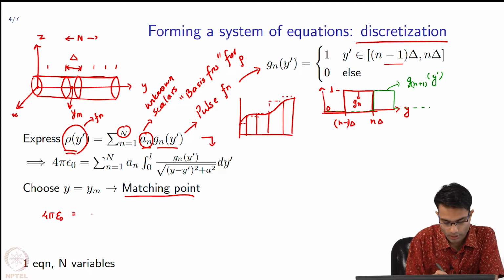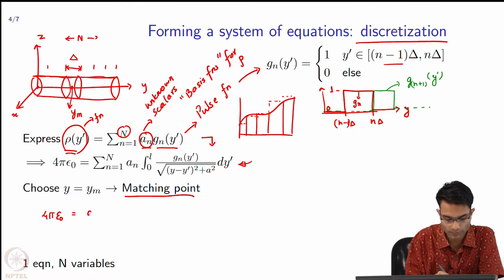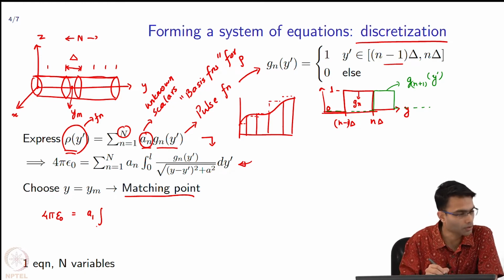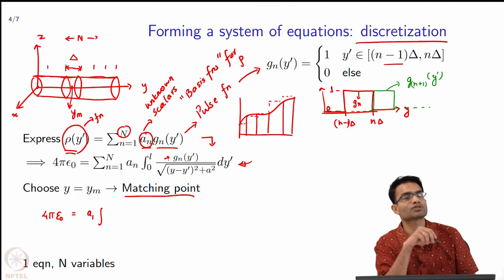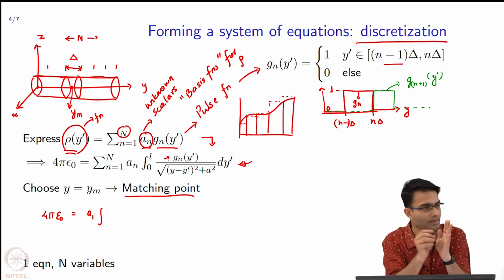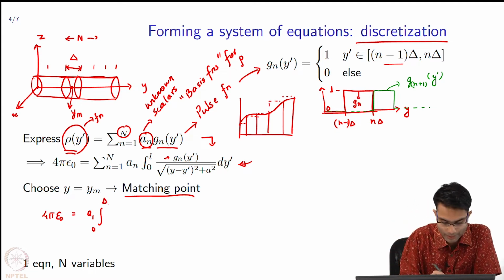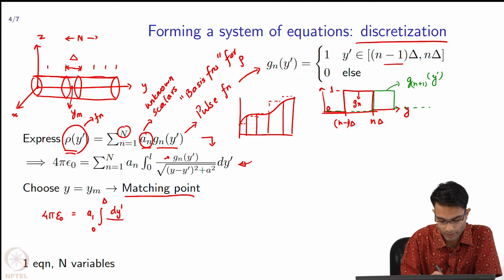So, first let's just open up this integral over here. The first term will be a1. This integral will go from where to where? 0 to delta, right, because g1 will be the first term, and g1 is non-zero only in the first pulse, first segment, and 0 everywhere else. So, in these limits of integration, it will become 0 to delta. And gn is 1 for that part. So, I will have a dy prime.